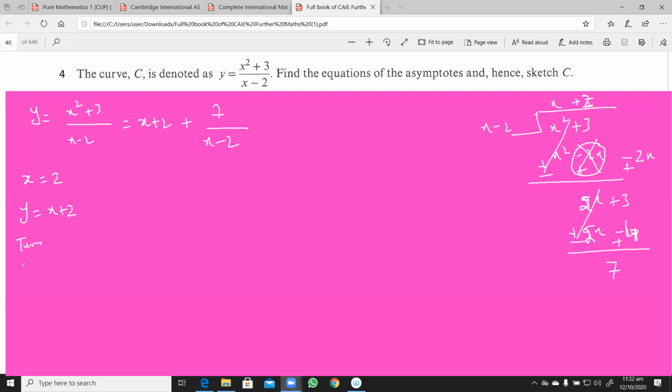For the turning points, I'll quickly be finding dy by dx. It's better to differentiate this over here. So I have 1 minus 7 over x minus 2 whole square, that is equal to 0. So x minus 2 whole square equal to 7. So we have two turning points over here.